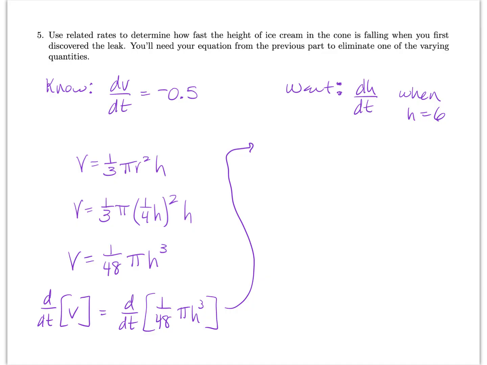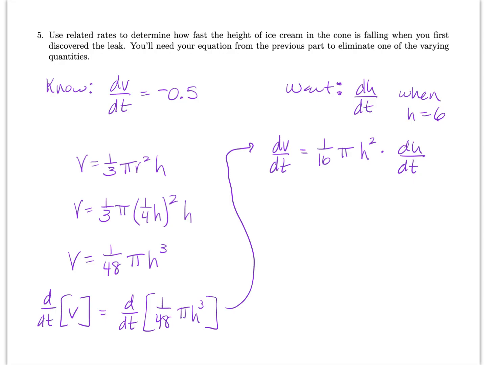Okay, so d/dt of V is dV/dt. And then d/dt of 1/48 pi h cubed, I'm going to start with the power rule here, but then I have to remember h is a function of time, so I'm going to have to use the chain rule as well, multiply by dh/dt after I do the power rule. So I bring this 3 down, I get 3/48 or 1/16 pi h squared times dh/dt. And then I plug in all the stuff I know and solve for what I want.